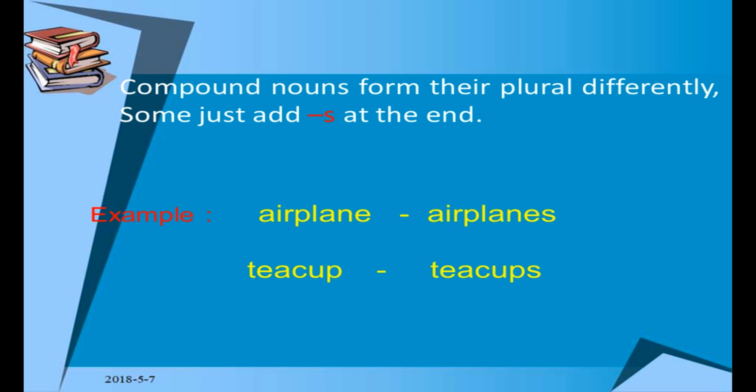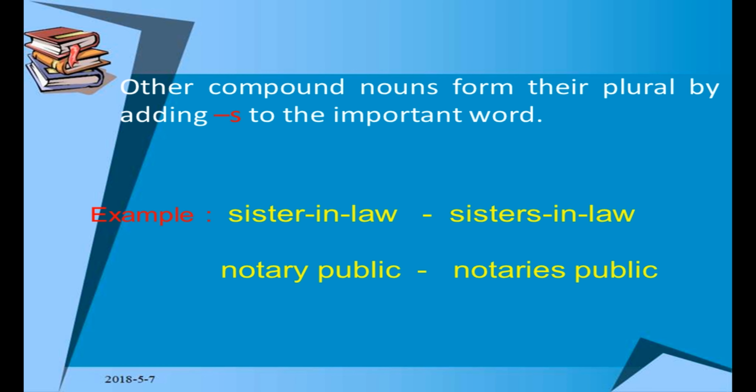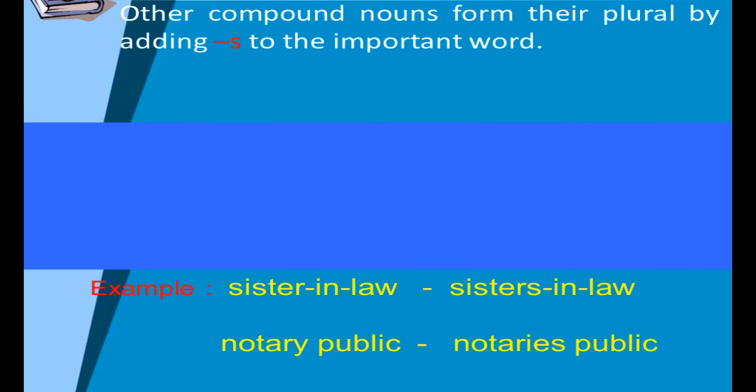Some just add s at the end. Example, airplane, airplanes, teacup, teacups. Other compound nouns form their plural by adding s to the important word. Example, sister-in-law, sisters-in-law, notary public, notaries public.